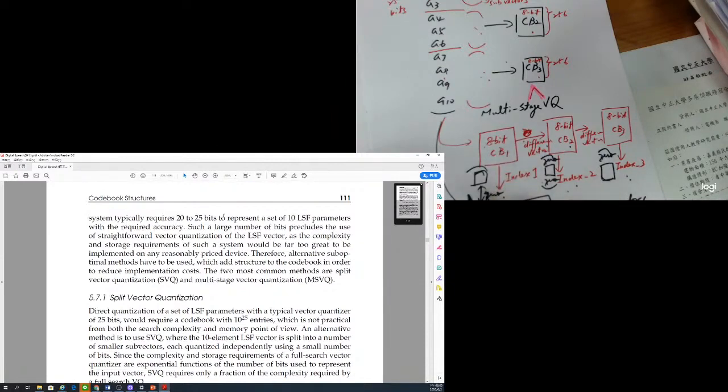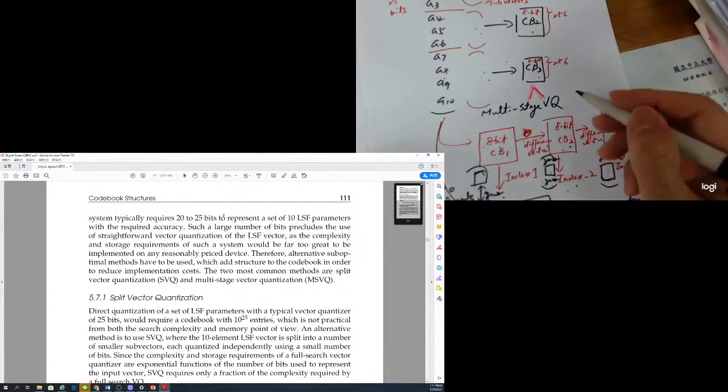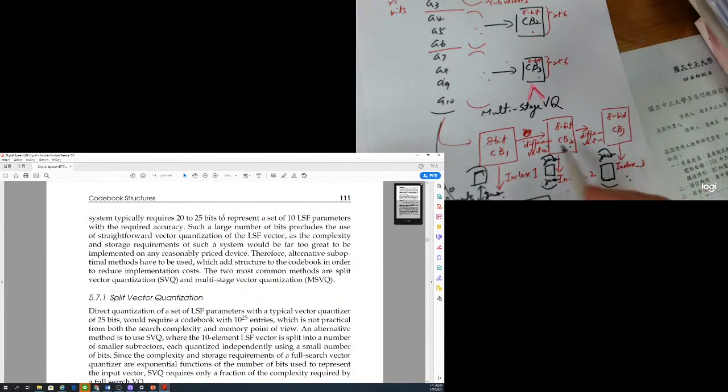Suppose the codevector has 10 elements. We assume only the first 3 elements have values and the others are 0. In the second codevector, we assume the middle 3 components have values and the others are 0. And in this one, we assume the last 4 components have values and the other 6 components are 0. So you can see our multiple stage vector quantization becomes SVQ under this kind of arrangement when designing your codebook.